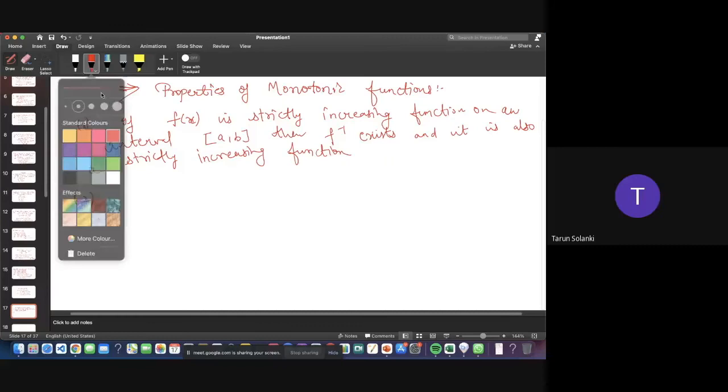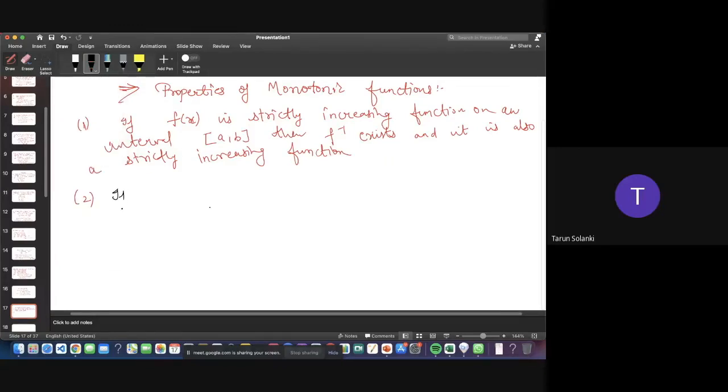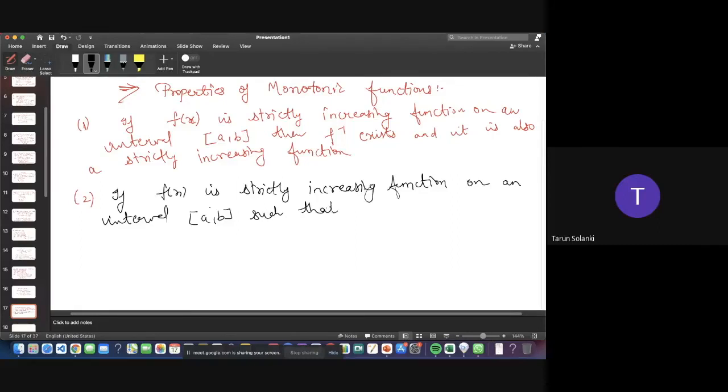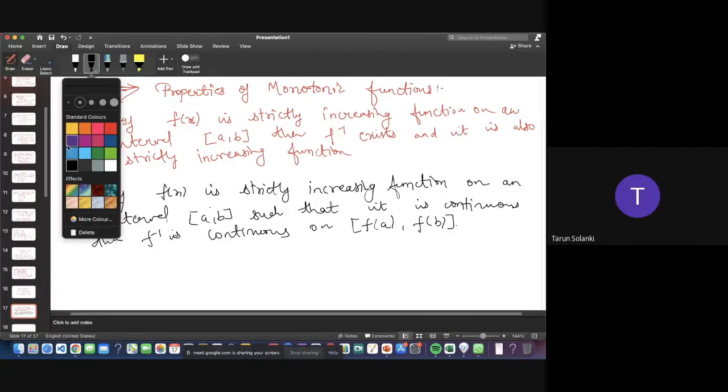The second one is: if f(x) is a strictly increasing function on an interval a to b such that it's continuous, then f inverse is continuous on f(a) to f(b), right? So this was our second point.